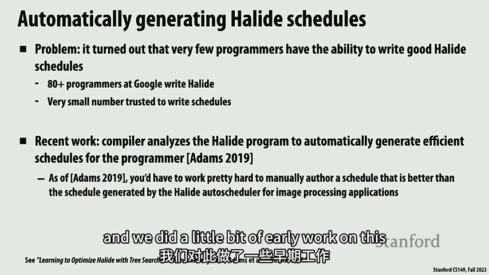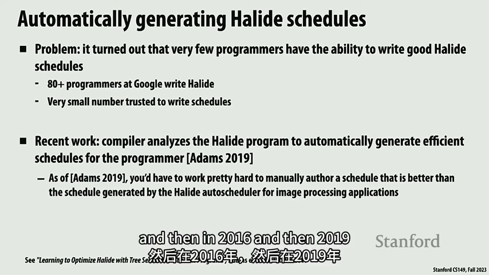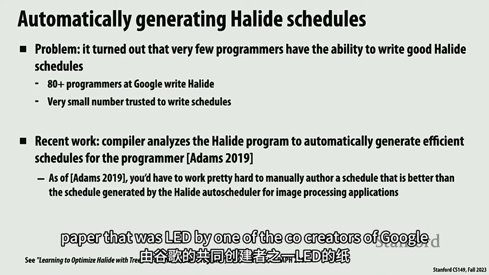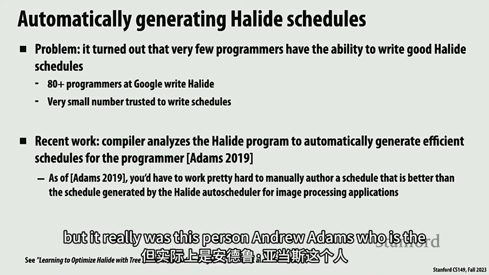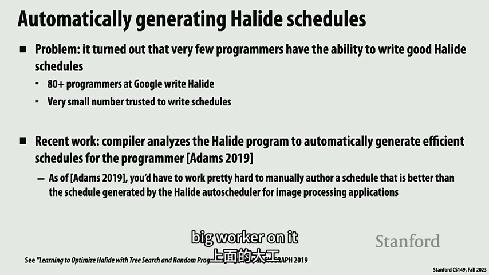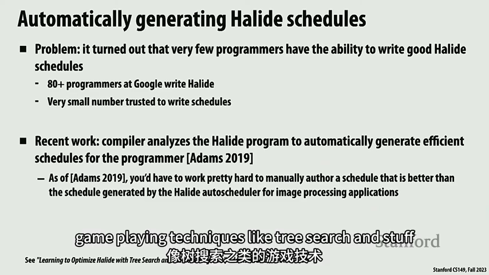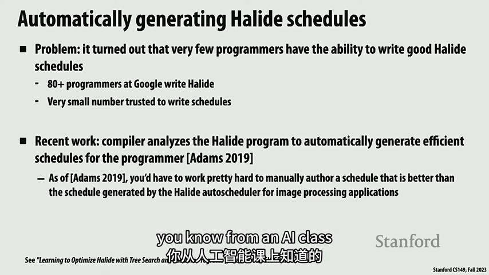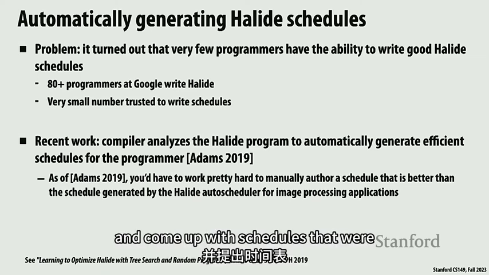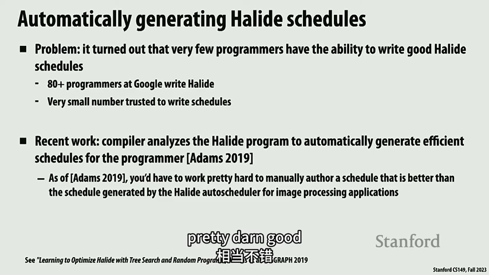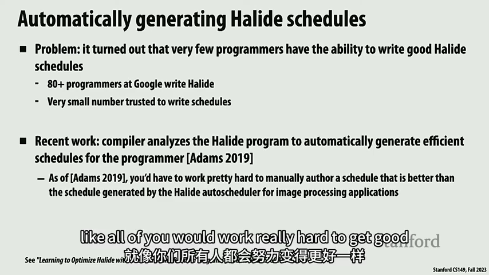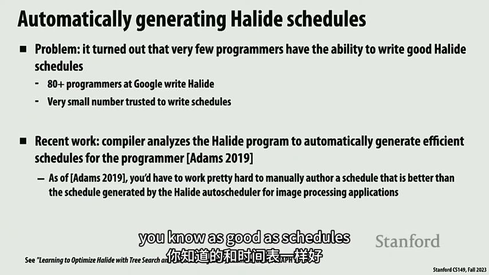We did a little bit of early work on this, and then in 2016 and then 2019, there was a paper led by one of the co-creators of Halide. I did help with it, but it really was Andrew Adams who was the big worker on it. He was able to come up with algorithms that used game-playing techniques like tree search and stuff from an AI class to search the space of schedules and come up with schedules that were pretty darn good, as good as schedules you would all work really hard to get.